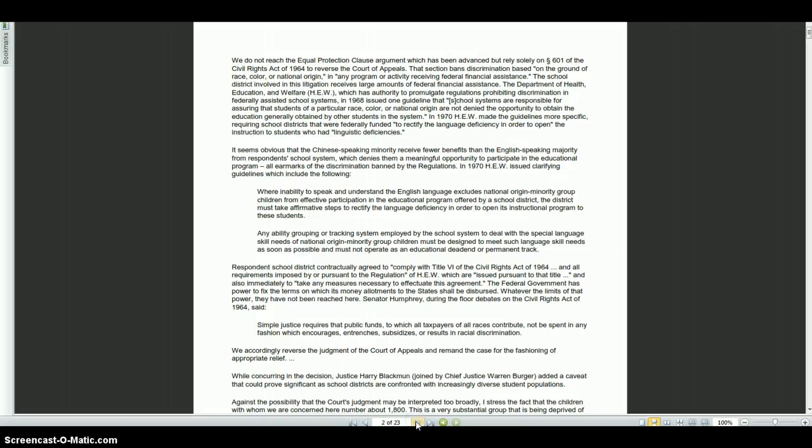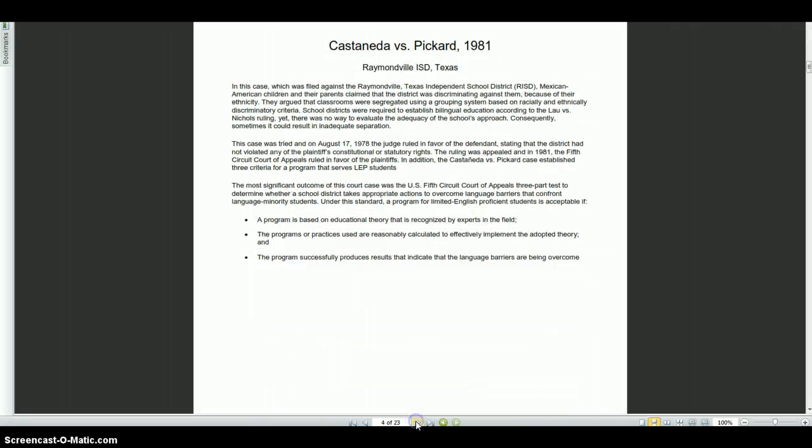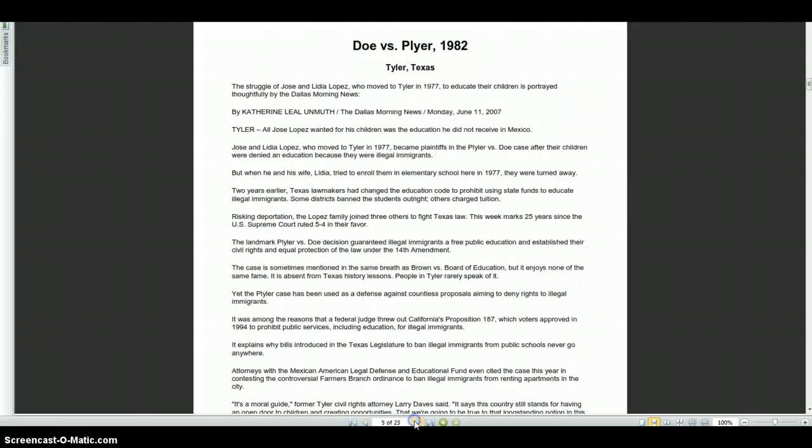Again, I wouldn't take the time to read all the way through these, but make note of where they are, get a sense of what the most important part of the court case was, and if you do that, you'll be able to quickly answer those questions on the quiz.